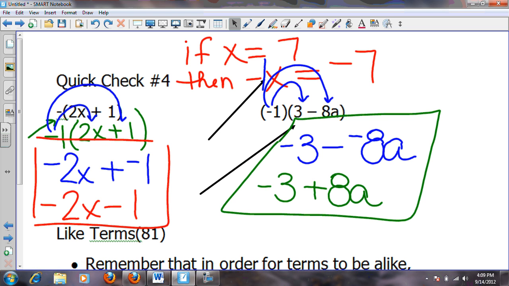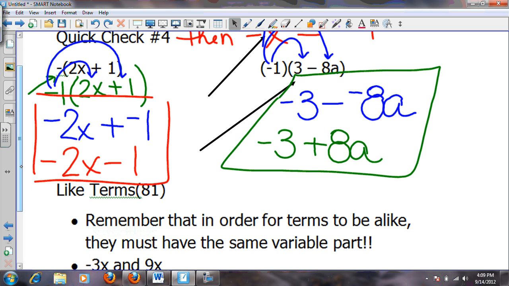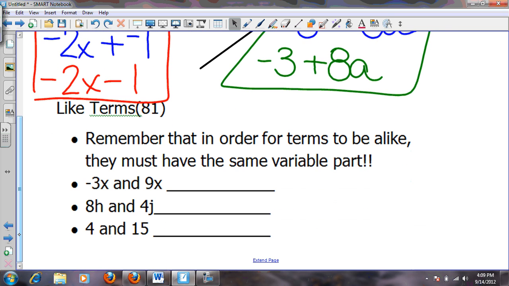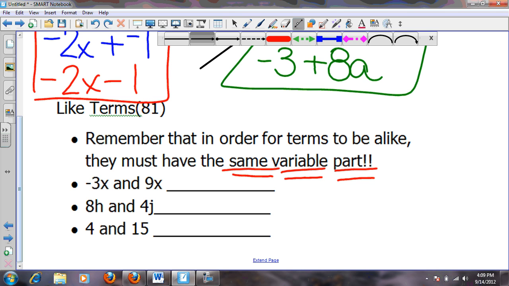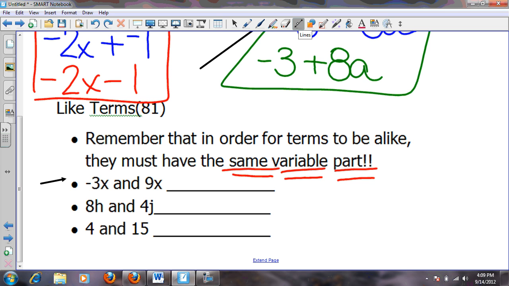Moving on to page 81, we're going to be talking about like terms. Remember last year when we talked about like terms, we talked about the fact that in order for them to be considered like terms, they must have the same variable part. Whether they have a variable or not, it needs to be the same. So if we look at our first example, negative 3x plus 9x, we have to decide, are these like terms? Well, ask yourself, what is the variable part? And the variable part is x. Are they both x? Yes. So negative 3x and 9x would be like terms.